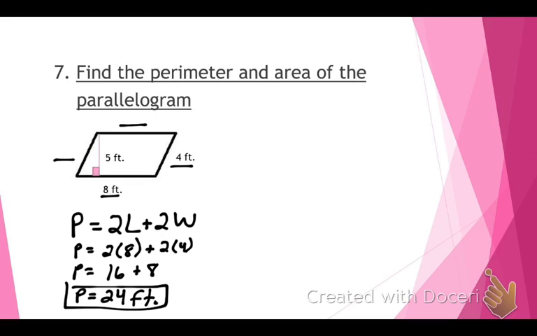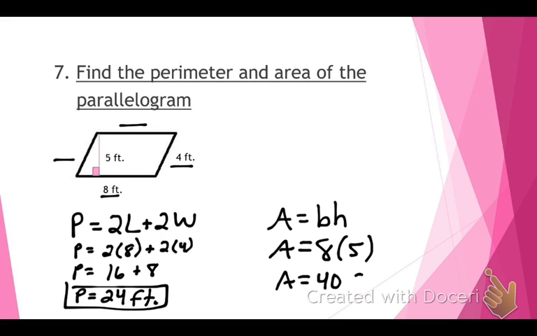Now, how do I find the area of a parallelogram? It's a different formula completely. A equals B times H. Okay, A equals base times height. What's my base? 8 feet. What's my height? 5. What's 8 times 5? 40 feet squared.